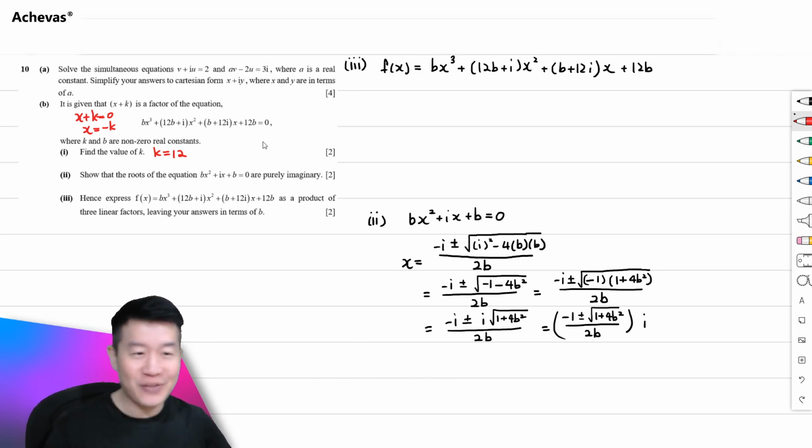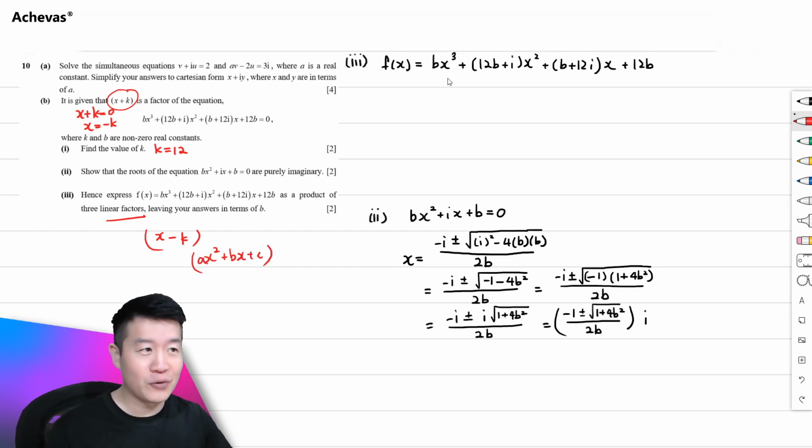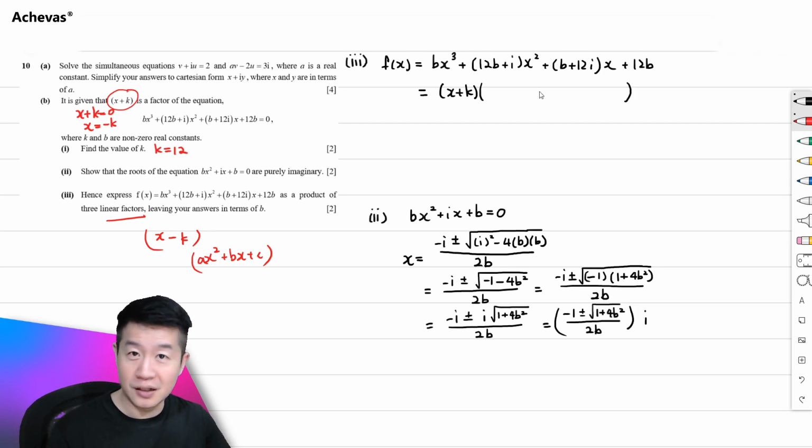Because linear factors are like this. This is a linear factor. That means if it is x minus, for example, x minus k, this is going to be a linear factor. A quadratic factor will be like ax squared plus bx plus c. This will be a quadratic factor. So for example, this here, I can express it as a linear factor, x plus k, multiplied by another factor, and this factor is going to be a quadratic factor.